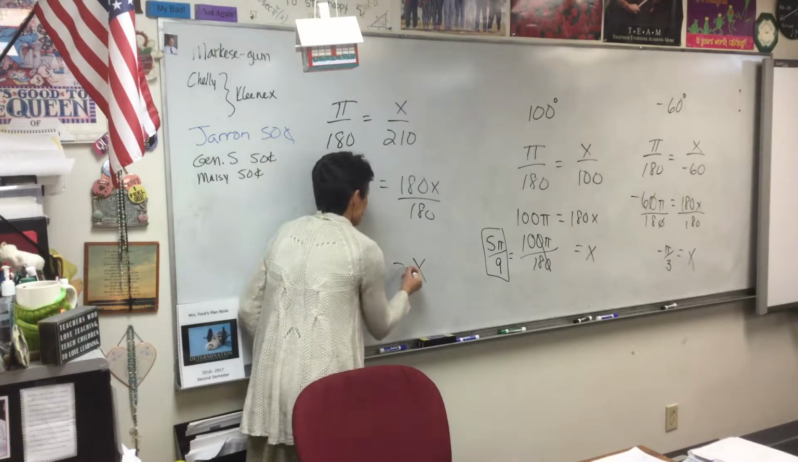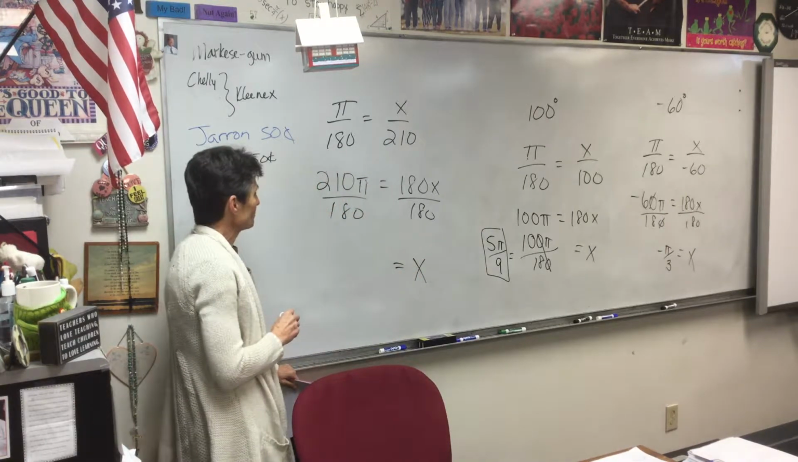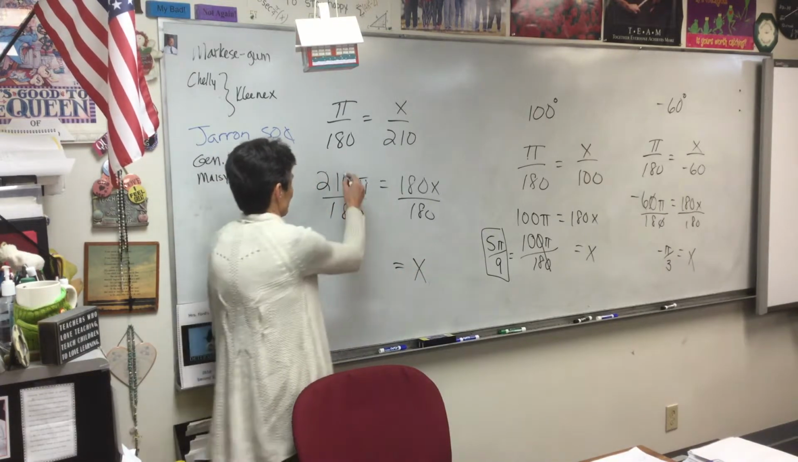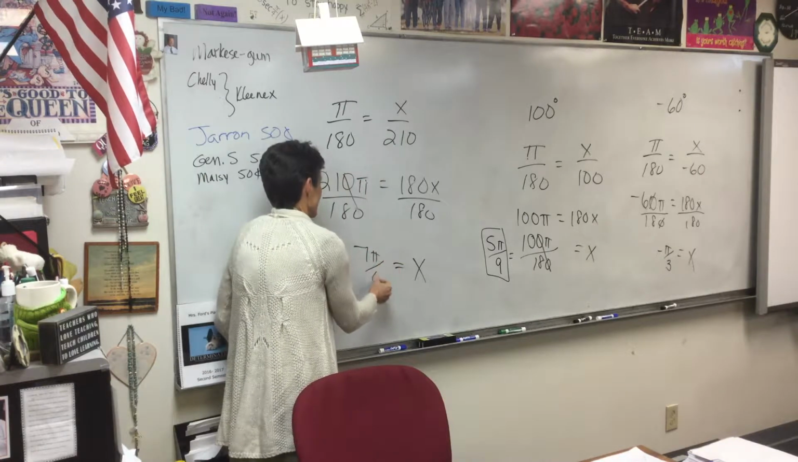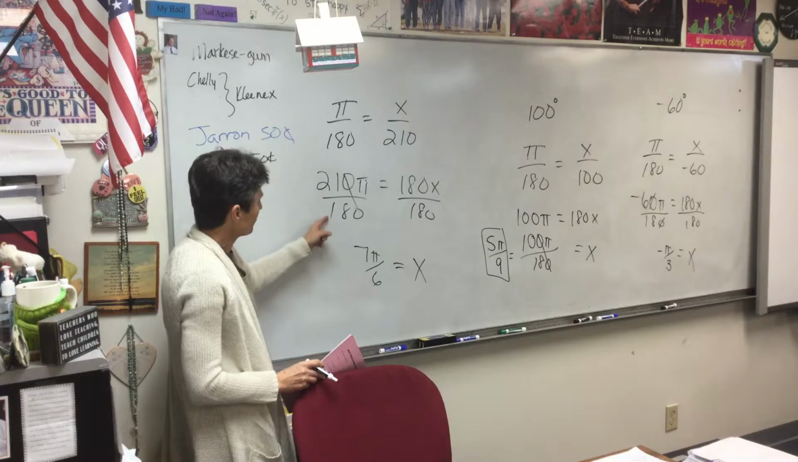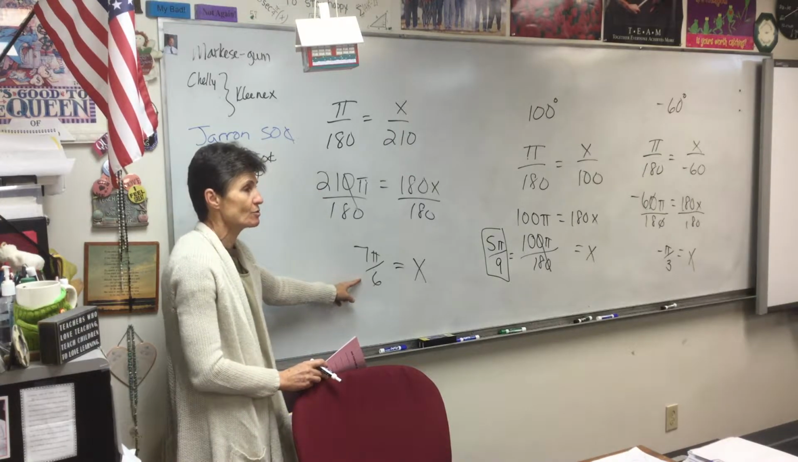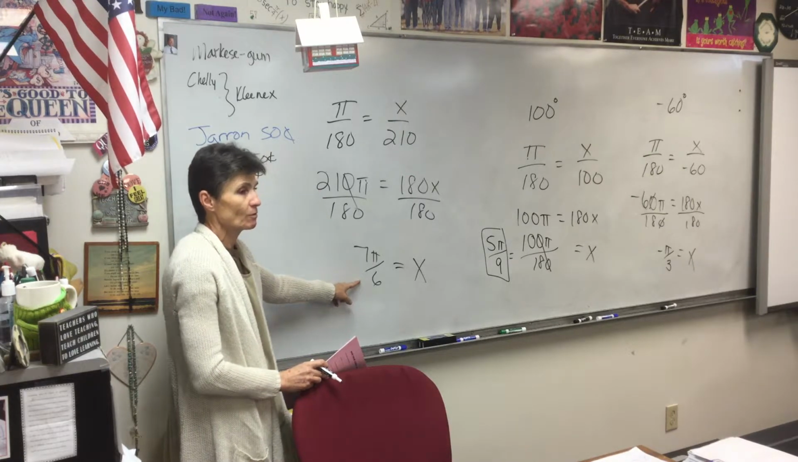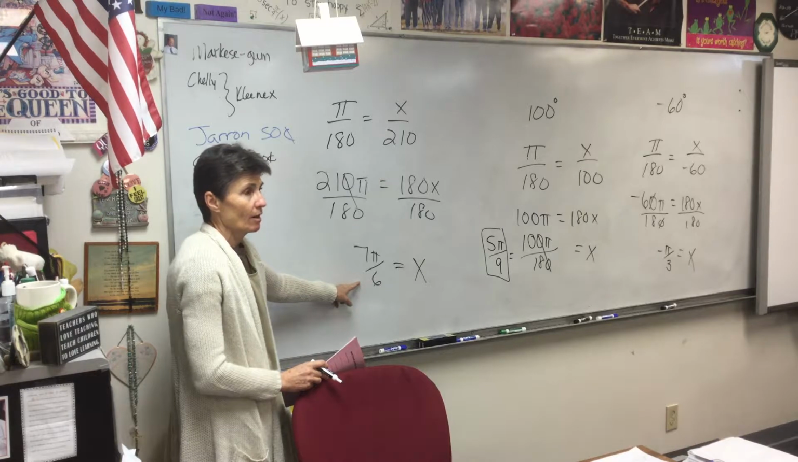So what does x equal? You're supposed to be doing this on your own. 7 pi over 6. That's exactly right. These zeros canceled out again, so we had 21 over 18, which we can reduce to 7 pi over 6. All right?